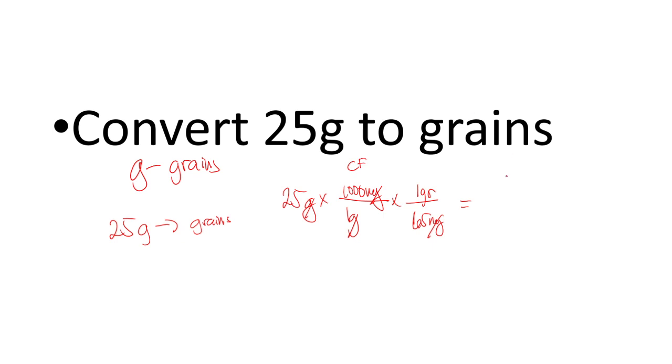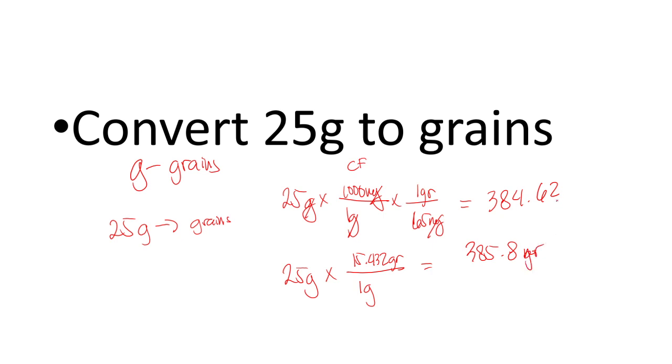That is 384.62. Okay. The other way around could be 25 grams multiplied by 15.432 grains per gram. There will be a slight divergence in answers, but it will still be accepted. The answer here is 385.8 grains.